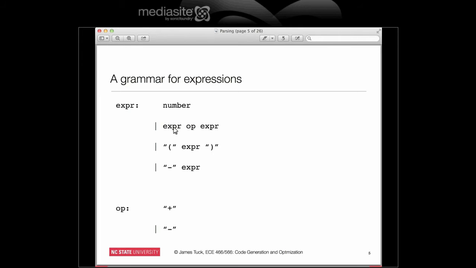Everywhere you see expression in this grammar, you could resubstitute another representation for an expression, in full generality. So I could have an expression inside parentheses that is another expression inside parentheses. So this grammar is really very expressive in terms of all the different expressions that it can represent.